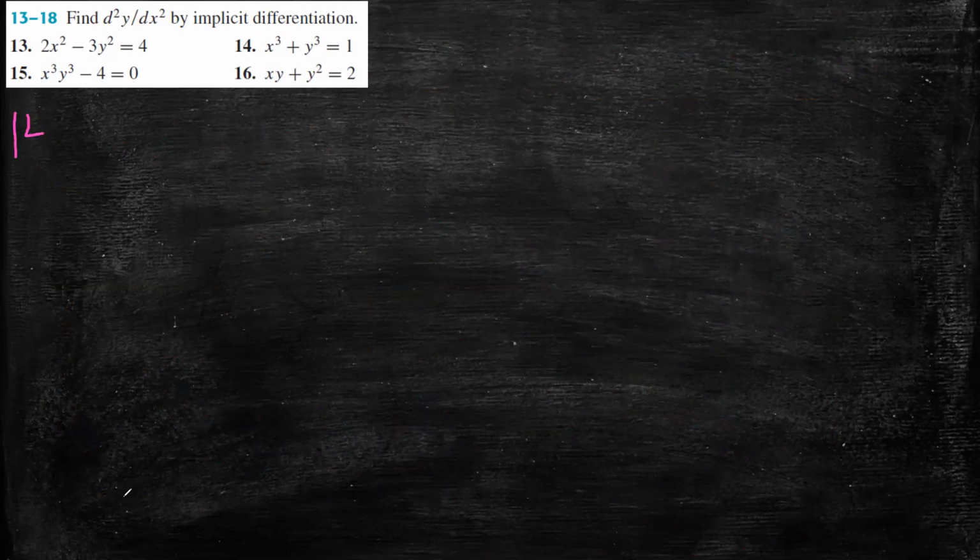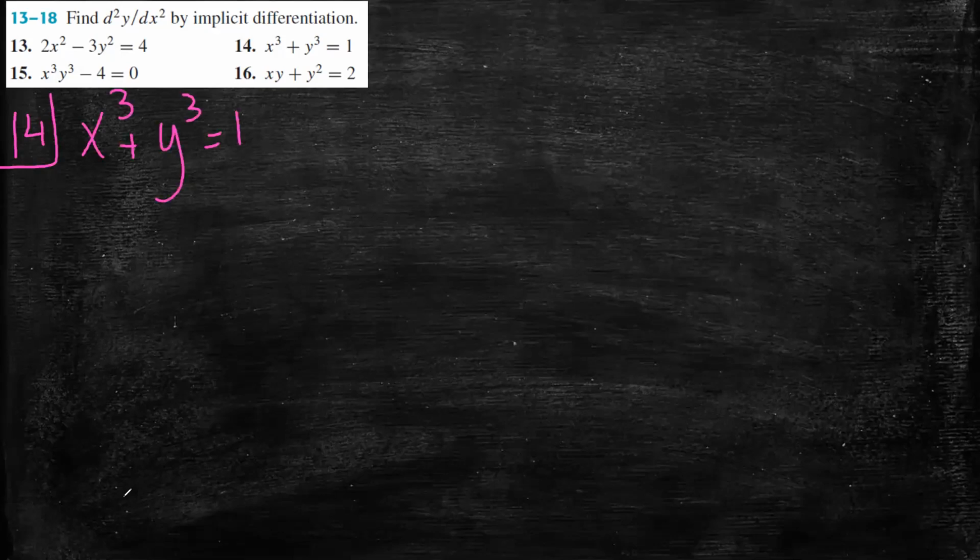In number 14 here, we have x cubic plus y cubic equal 1. So we have 3x squared plus 3y squared, and since we find the derivation of y, we must write dy over dx, which equal to... What is the derivation of a constant? It is 0. So 0.